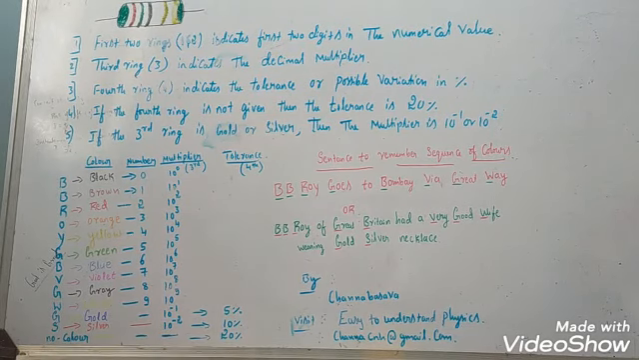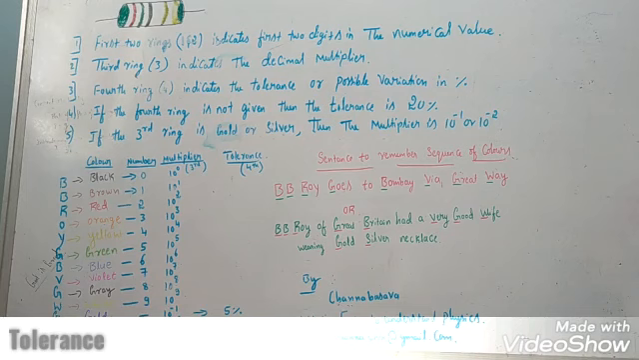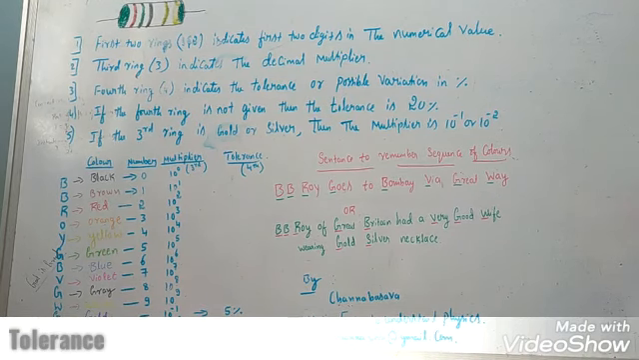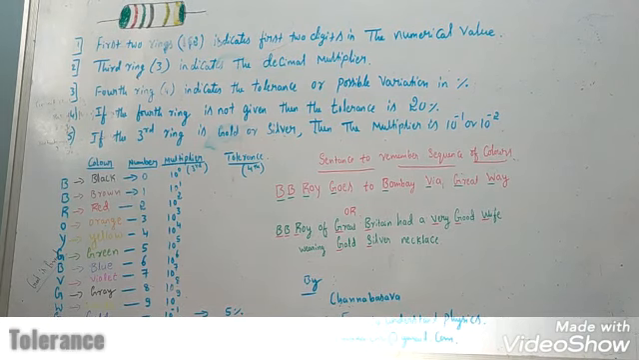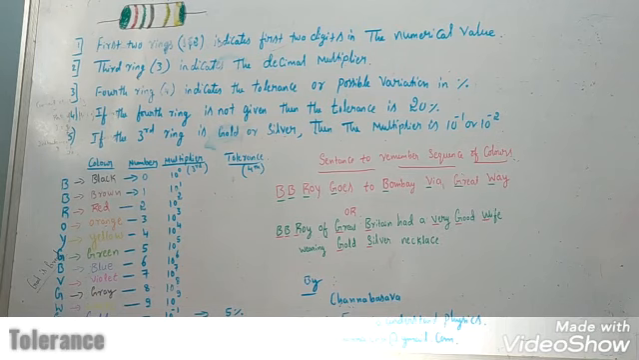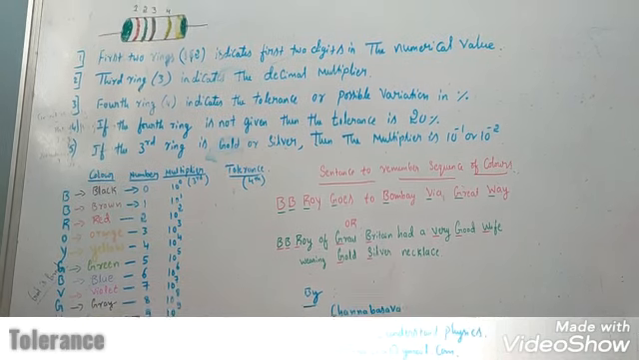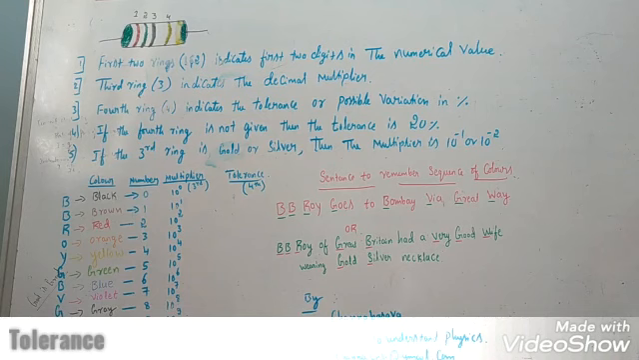If the fourth ring is gold or silver: if gold, then it has a 5% tolerance. If it is silver, then it has a 10% tolerance. If the fourth ring has no color, then it has a tolerance of 20%.